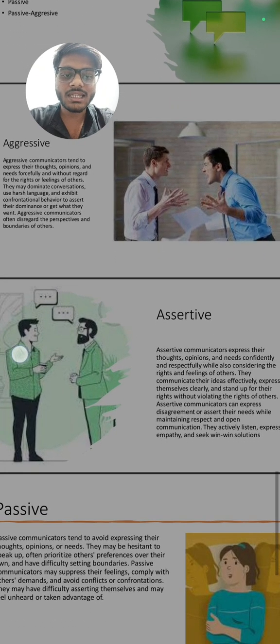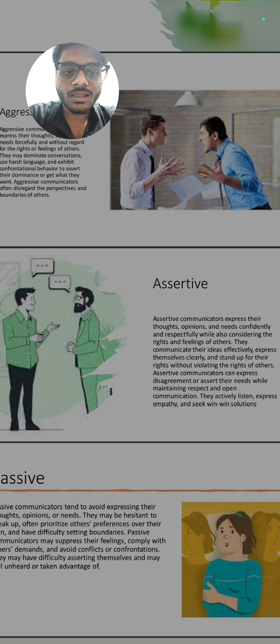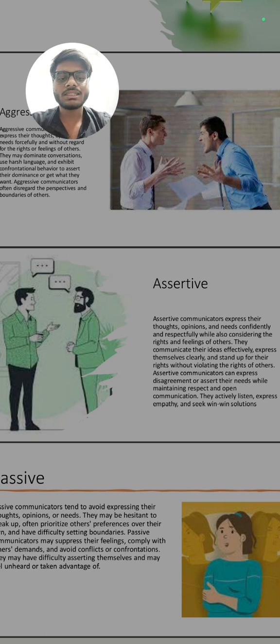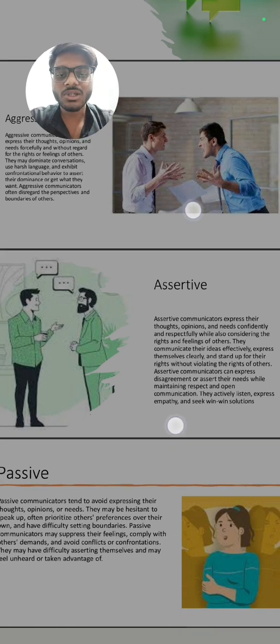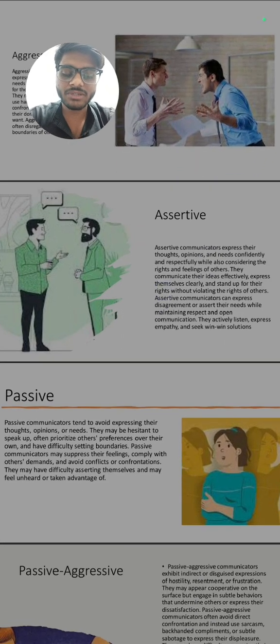Assertive communicators express their thoughts, opinions, and needs confidently and respectfully, while also considering the rights and feelings of others. They communicate their ideas effectively, express themselves clearly, and stand for their rights without violating the rights of others. They can express disagreement or assert their needs while maintaining respect and open communication. They actively listen, empathize, and seek win-win solutions. This kind of communication is nice for daily use and should be carried out, because both the sender and receiver feel that their thoughts prevail, and this helps in building long-term relations.